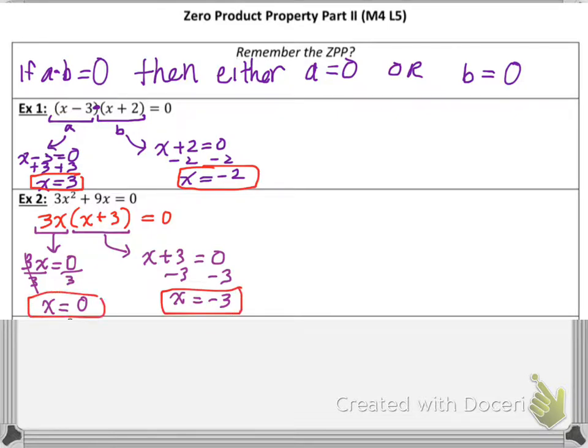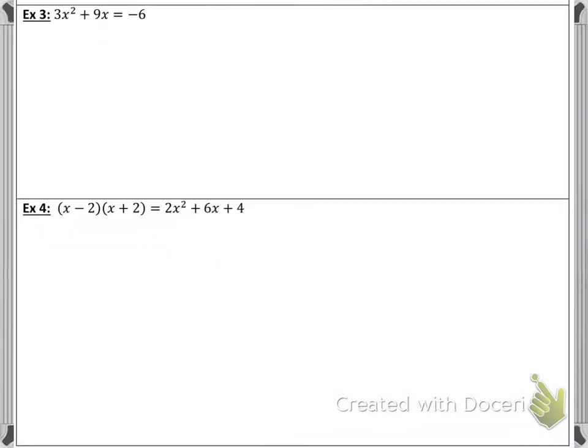And these would be my two solutions. Okay, so again, I was just following my factoring rules from the flowchart in order to break it down so that I could set each factor equal to 0 and solve for x. Okay, let's look at the next example.